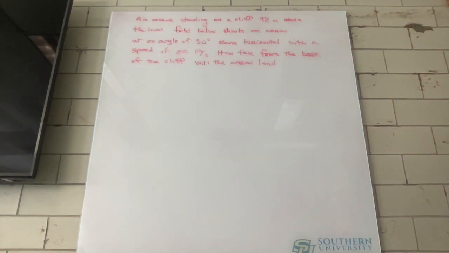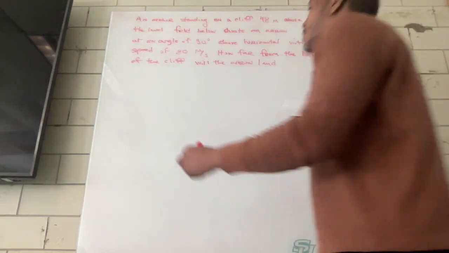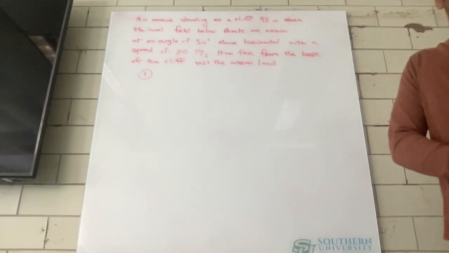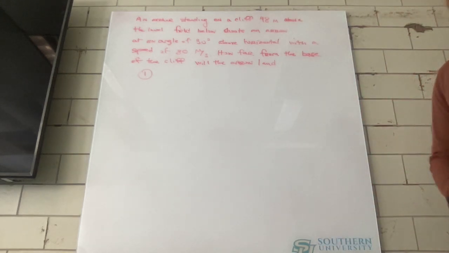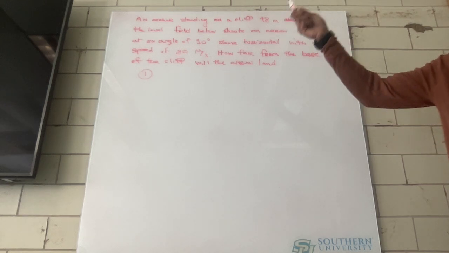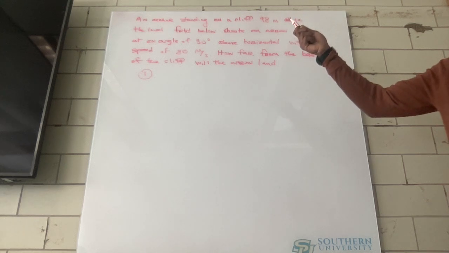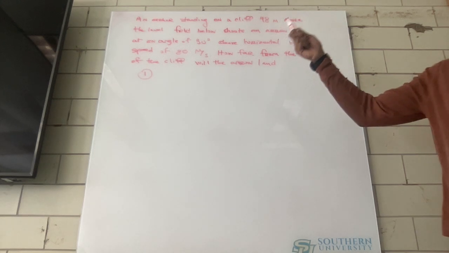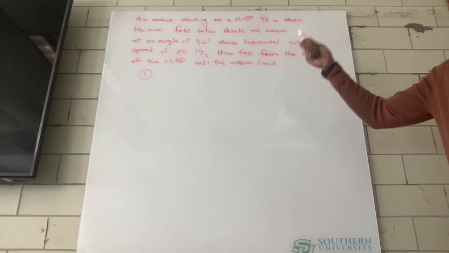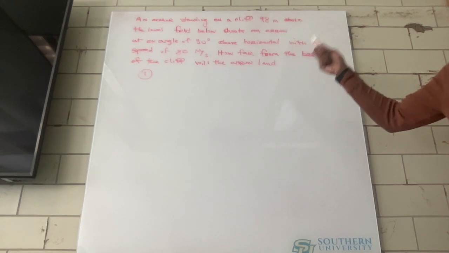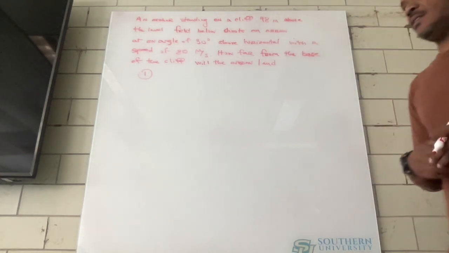All right? Now remember, we're going to go through our problem solving procedure as we always do. So, an archer standing on a cliff 48 meters above the level field below shoots an arrow at an angle of 30 degrees above horizontal with a speed of 80 meters per second. How far from the base of the cliff will the arrow land?